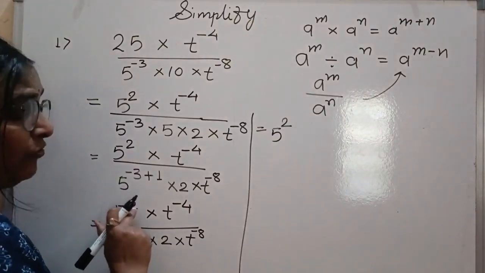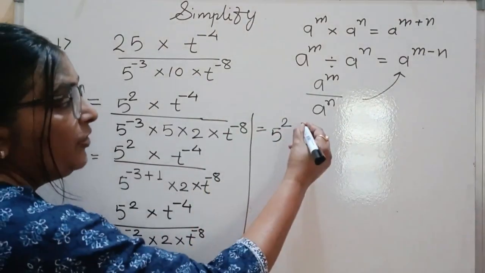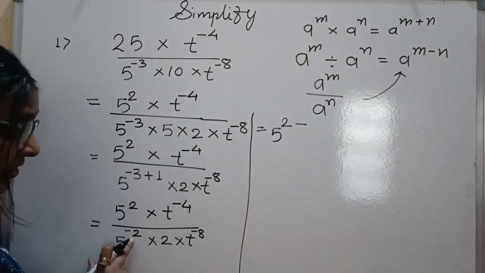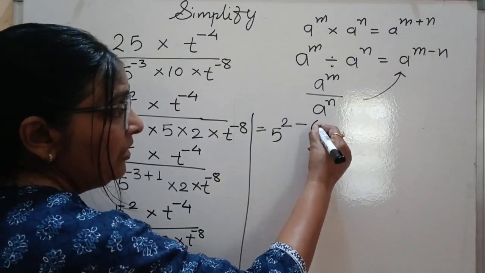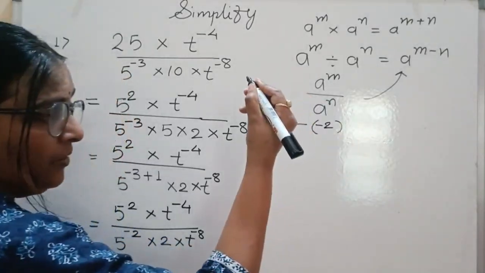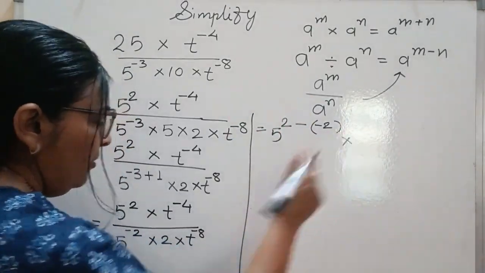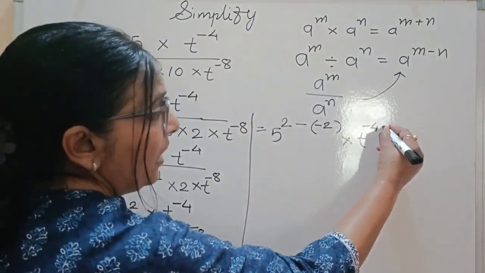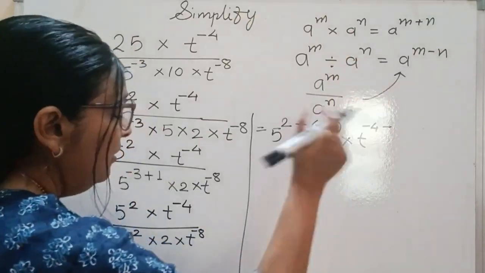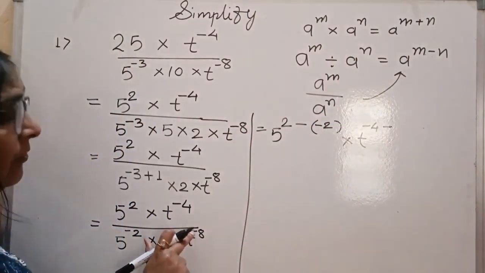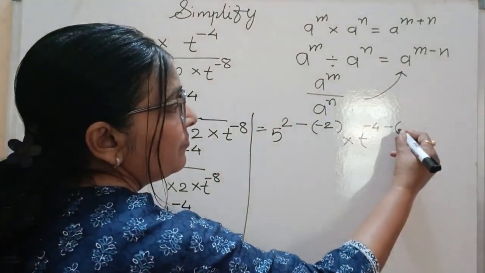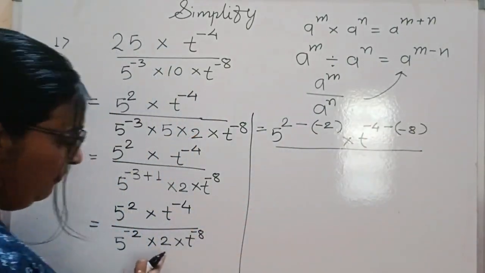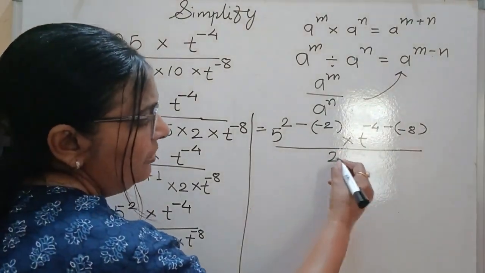First, the power 5 squared I have written here. After that you have to keep the minus sign, and after that the second exponent, that is minus 2, I will keep in brackets, minus 2. Now into t raised to minus 4, minus, because the minus sign is here, minus, what is here? Minus 8. Now what is left in the denominator? 2. So I will write here 2.